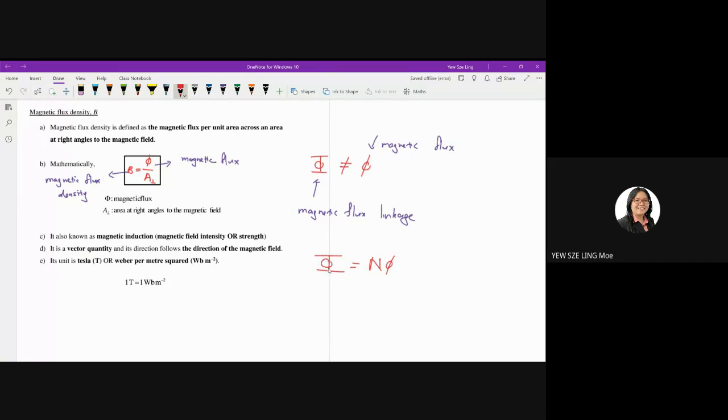If you're looking at this magnetic flux linkage, then you need to take into consideration the number of turns. Alright, so make your notes, you have 3 types of magnetic flux: magnetic flux density, or magnetic flux itself, or magnetic flux linkage.